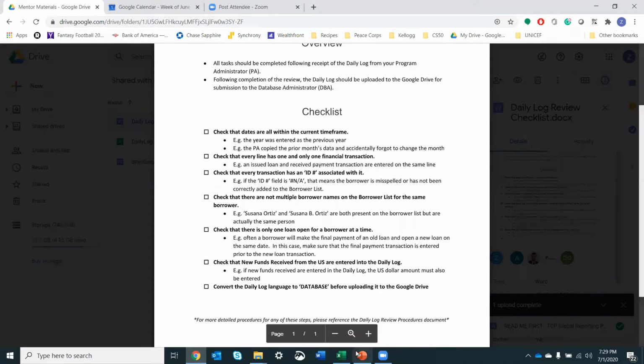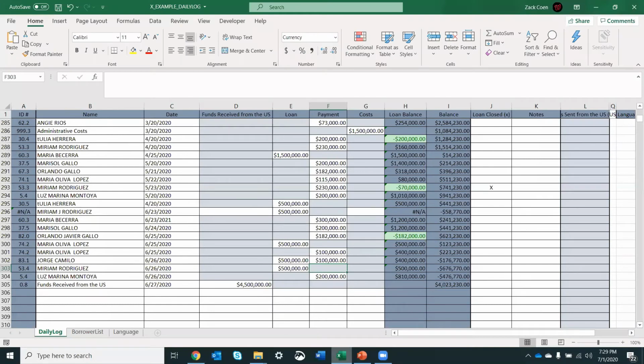So this happens sometimes when a new borrower comes. I would say the most frequent case of this we've seen is when a new borrower comes and they are issued a loan. So for example, Jorge Camilo, he's issued a loan and then he also makes a payment, like pretty much simultaneously. And they want to put both transactions on the same line. But the rule is really that you can only enter one transaction per line.